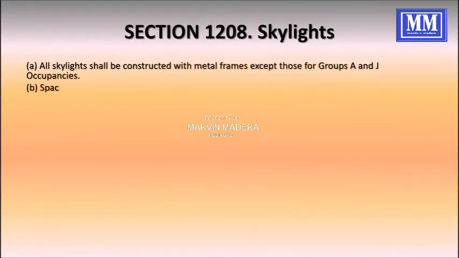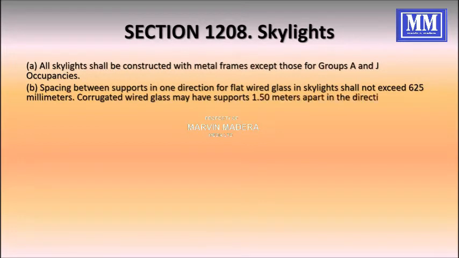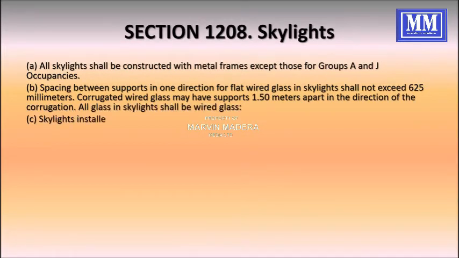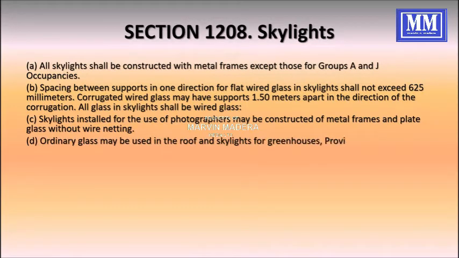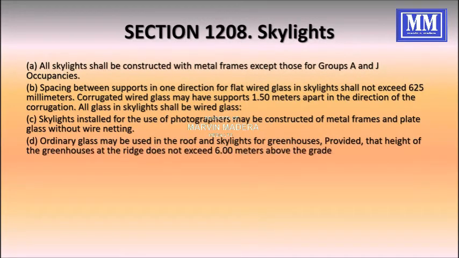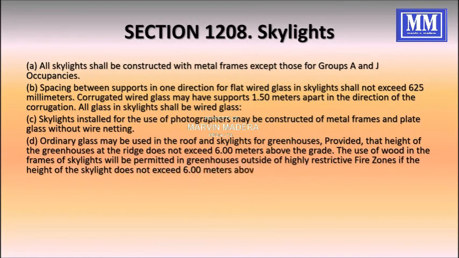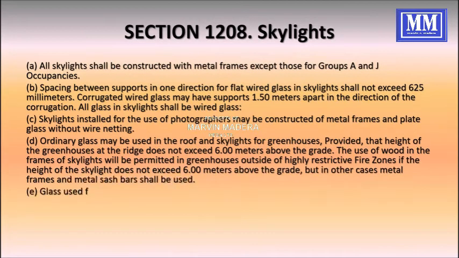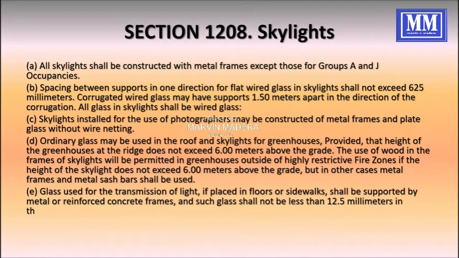Skylights. All skylights shall be constructed with a metal frame except those on Group A and J occupancies. Spacing between supports in one direction for flat wire glass in skylights shall not exceed 625 millimeters. Corrugated wire glass may be used above supports 1.5 meters apart in the direction of the corrugation. All glass in skylights shall be wired glass.